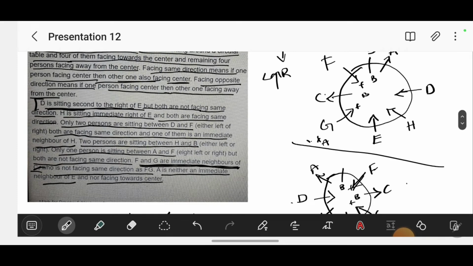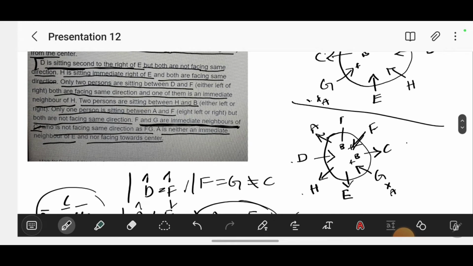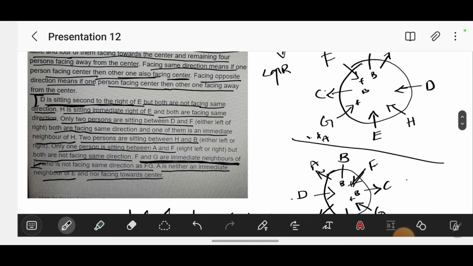Yeah, F and G are immediate neighbors. Okay, right. Okay, B should be here, the remaining one. Okay, and one case should be false.